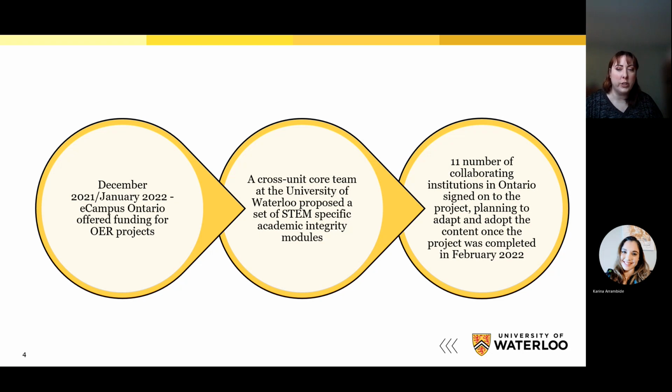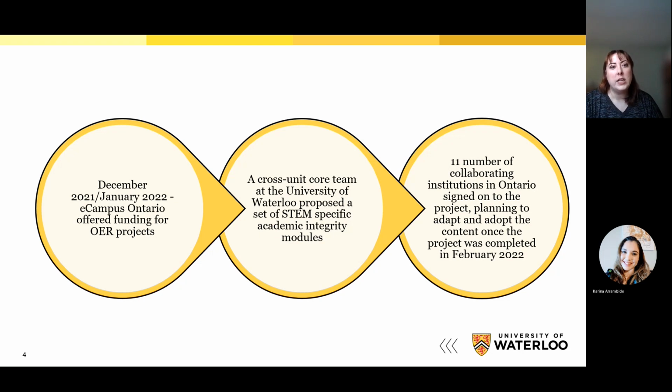At the University of Waterloo, the library and the Office of Academic Integrity had been working together for a couple of years and had, just prior to this time, completed a redesign of a required graduate level academic integrity course that those two units had worked on together about 12 to 15 years prior, and had decided that it was time for a re-envisioning of that.